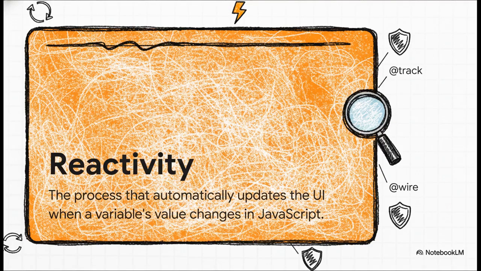This is the secret sauce. Right here, it's the engine running under the hood that's constantly watching for changes in your data. And the second a change happens, it automatically re-renders just the right parts of the UI. It's what makes modern apps feel so incredibly fast and just alive.